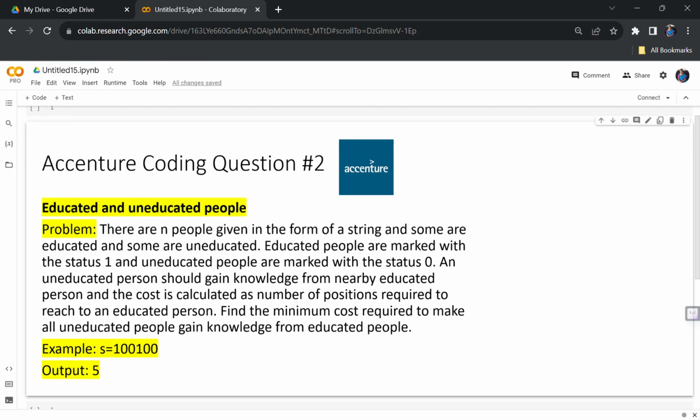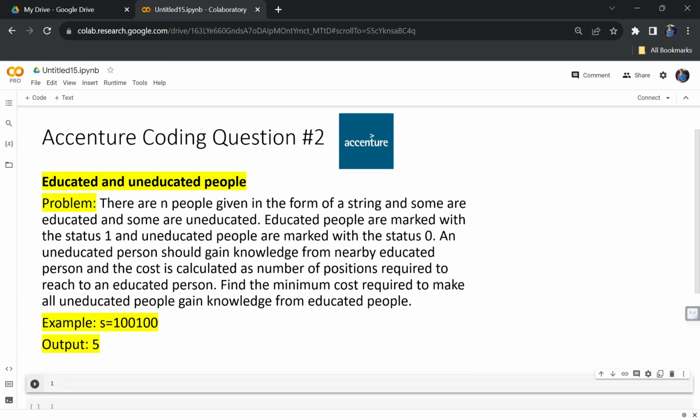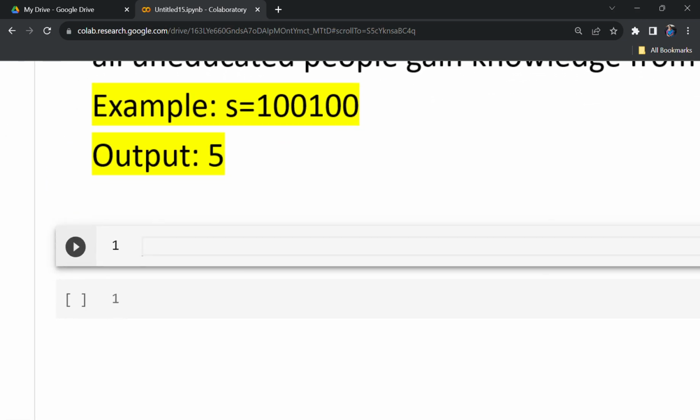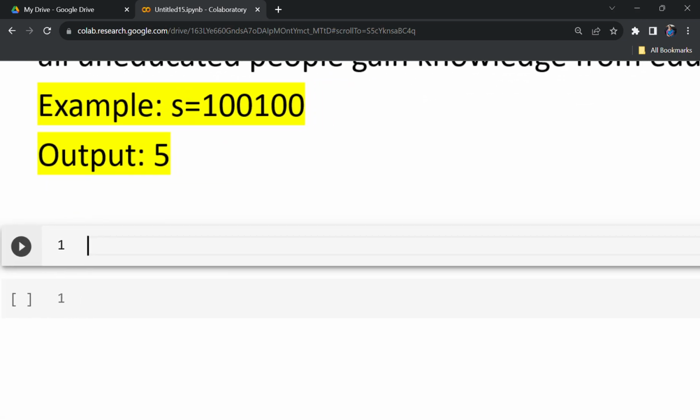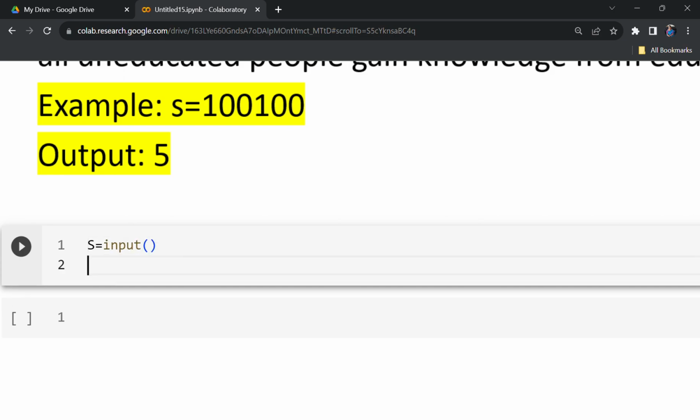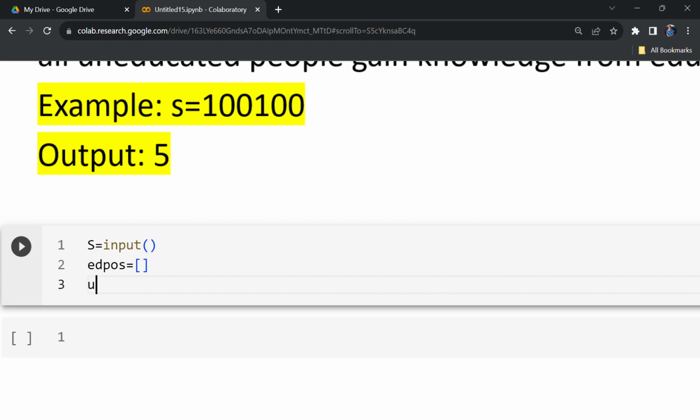Let us attempt to write the solution. So let us read the input from the user. The input is in the form of a string, so I will just write an input statement. The next thing is I will take 2 variables, ed pos. Ed pos means the positions of the educated people. Initially I will assume it is empty, and I will take another list, uned pos. Uned pos means the uneducated people's positions. I will take that also as empty.